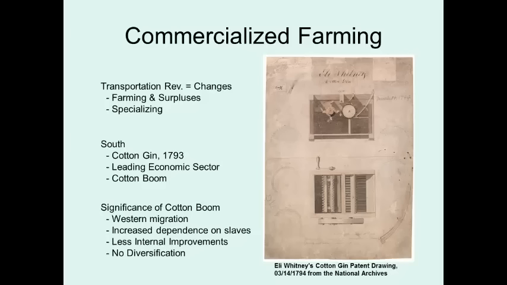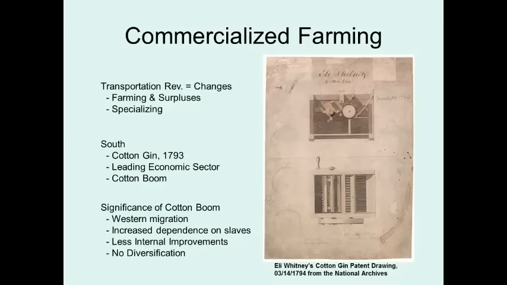And cotton will become the leading economic sector in the South. Leading economic sector means that it is the most important element of the economy. It is the thing that is driving the economy. And so we will see a cotton boom. Southern agriculture and economy is going to be completely taken over by cotton. And the American South will become the world's largest producer of cotton.